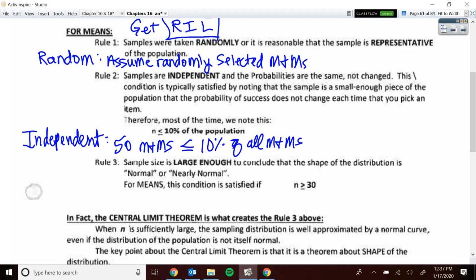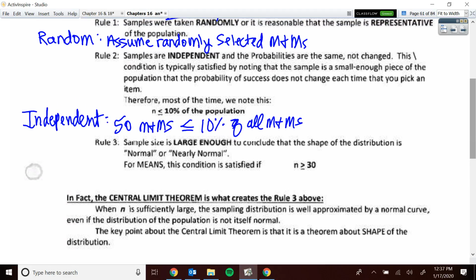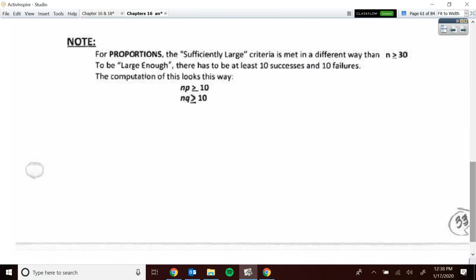Okay, and finally, L stands for large enough. Large enough is tricky because it all depends if this is a mean or a proportion problem. There's actually two different rules. There's a rule for the means and a rule for the proportions. So since we're doing proportions, we'll go down to this rule. Here it is. Here is our large enough for our M&Ms.